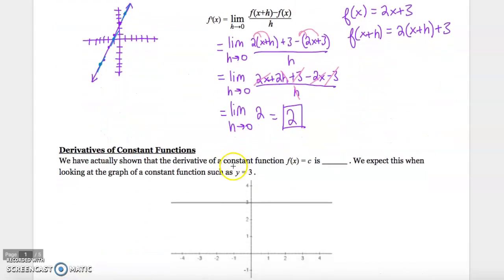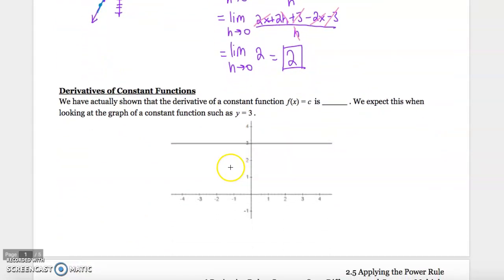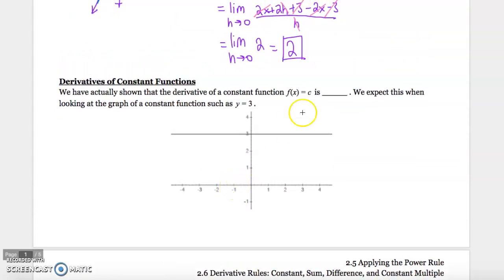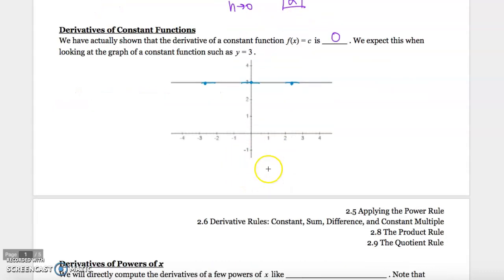All right, let's also look at a constant function. We have actually shown that the derivative of the constant function f of x equals c would be 0. We expect this when we're looking at a graph of a constant function such as y equals 3, because if I asked you to find the slope of this graph at any point, the slope of the tangent line, you would get, no matter what, a slope of 0. Cool?